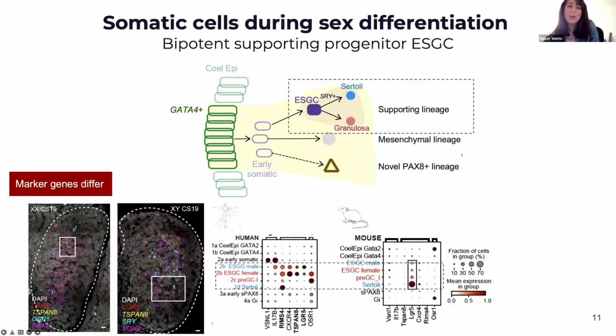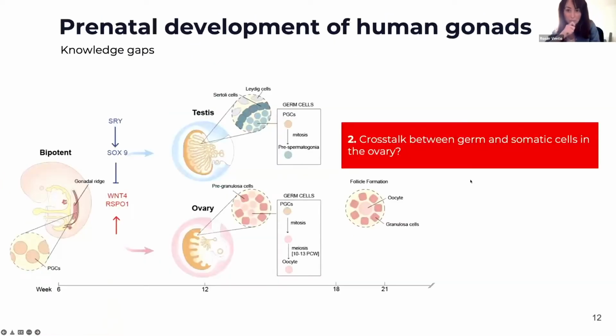I won't go into detail, but we also define this early supporting PAX8 lineage, which will derive into the rete testis in males, which is this population between the gonadal and extragonadal tissue. So let's move to the second question, which is about the crosstalk between the germ cells and the somatic cells in the forming follicle. And here again, we zoom into the granulosa lineage and we define novel populations.